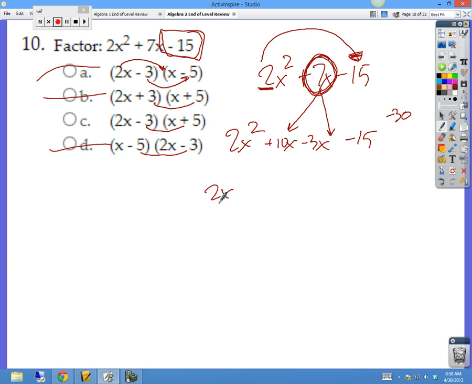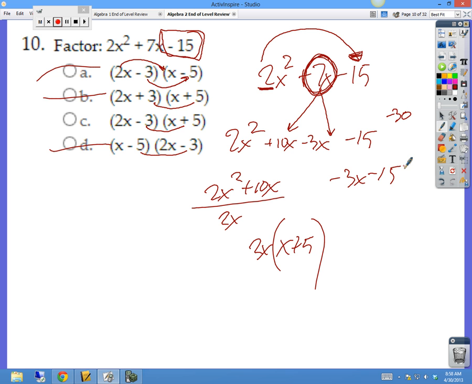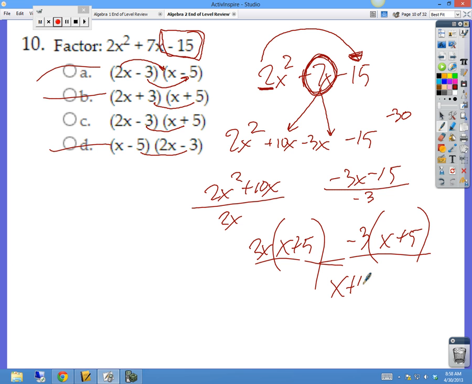So I'm going to group the 2x squared plus 10x. What do they have in common? Divide them both by 2x. So it's going to be 2x times x plus 5. And then group these two. What's a negative 3x minus 15? What do they have in common? Divide these by a negative 3. So it's going to be x plus 5. And now what does this group and this group have in common? Divide them by an x plus 5. So it's going to be x plus 5 times 3x minus 3.